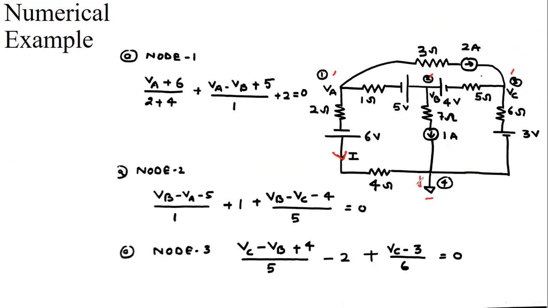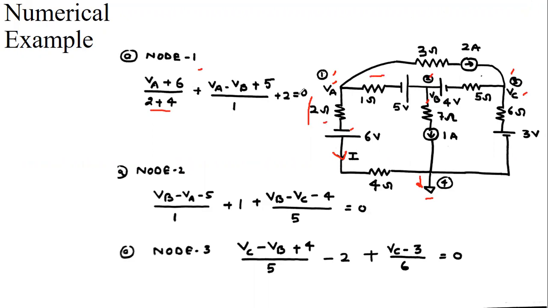The potential of this node is 0. First, considering KCL at node 1, the potential of node 1 is VA, node B is VB, node C is VC, and the fourth node potential is 0. So KCL at node 1: always assume the current in the outgoing direction. The current in this branch is VA minus 0, so no need of considering the 0. So this is VA. We are getting a negative sign here, so this is (VA + 6) divided by the total resistance, 2 plus 4.